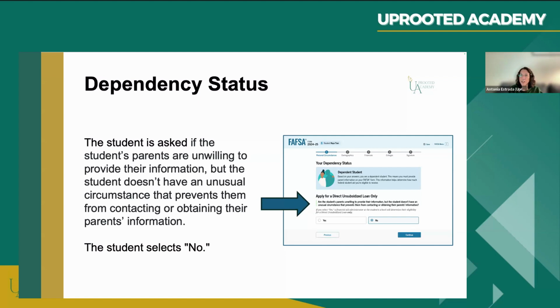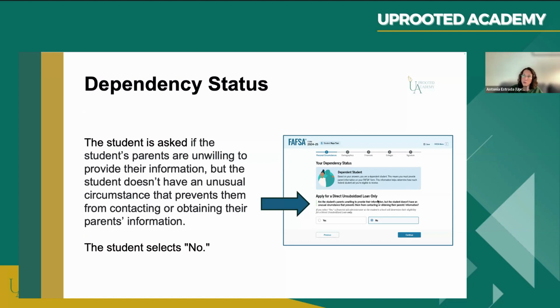The student is asked, are the student's parents unwilling to provide their information, but the student doesn't have an unusual circumstance that prevents them from contacting or obtaining their parents' information? If you're considered independent, then you will need to provide parental information. But if your parents are unwilling to complete their section of the FAFSA, you can opt out of including parent information and apply, as it says here, for a direct unsubsidized loan only.